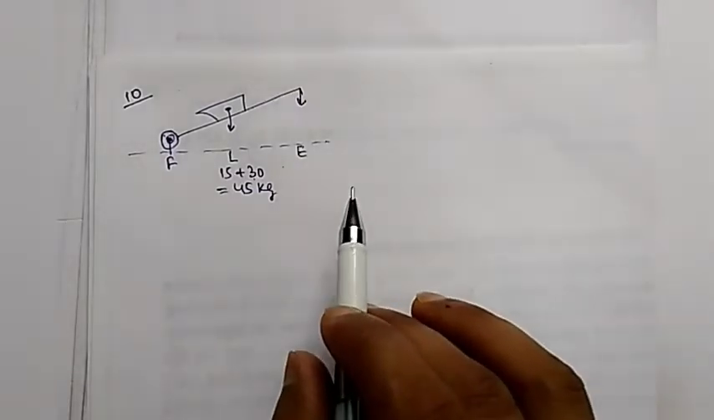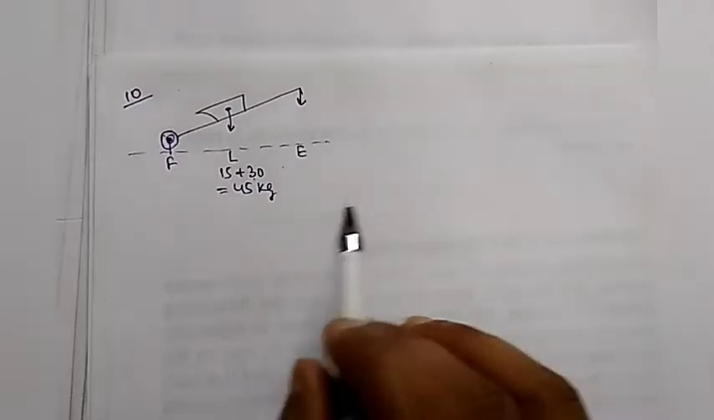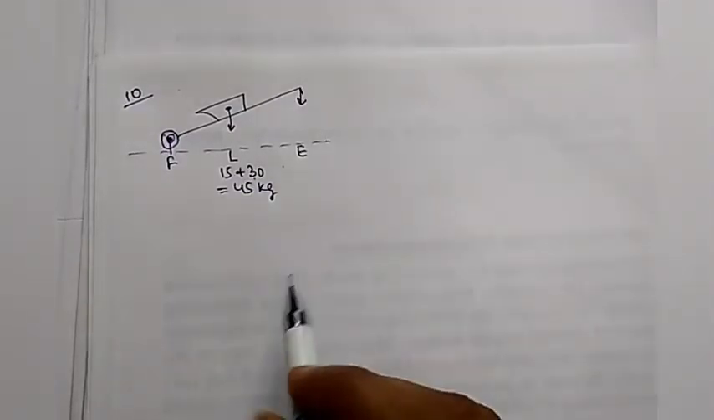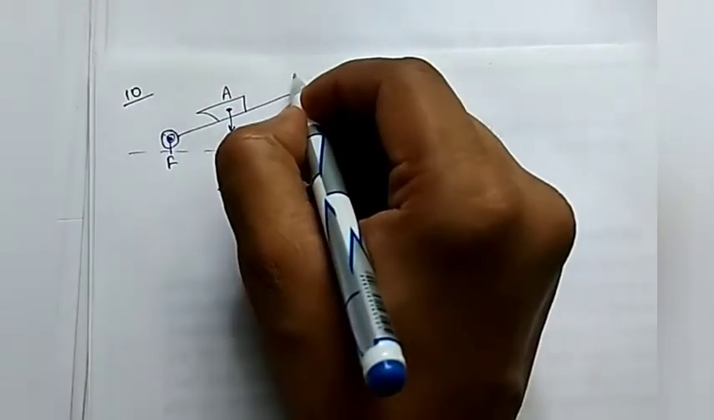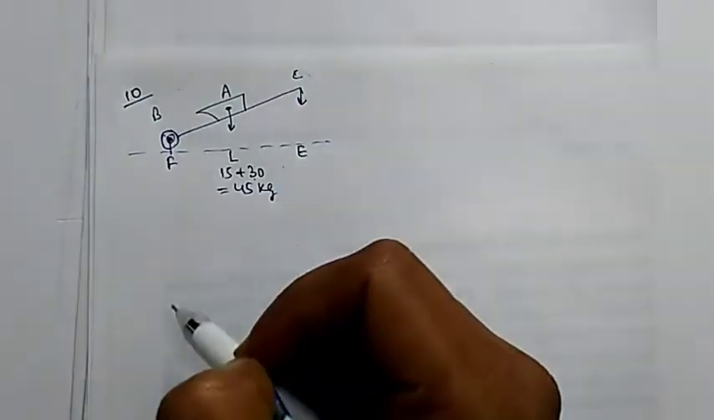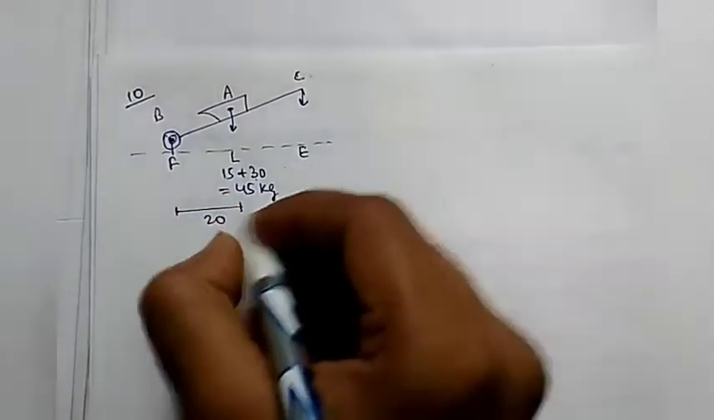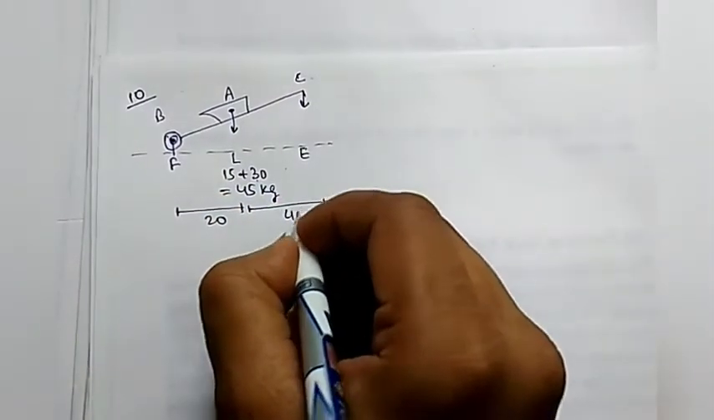Okay, the points B and C are the centers of wheel and tip of the handle such that the horizontal distance AB is equal to 20 centimeter. This point is given as A and this point is given as C and this point is given as B. So the horizontal distance AB is given as 20 centimeter and this distance is given as 40 centimeter.